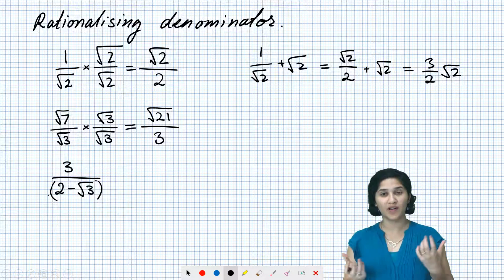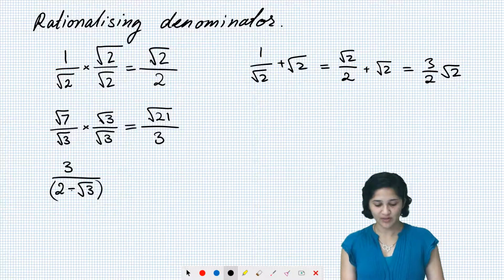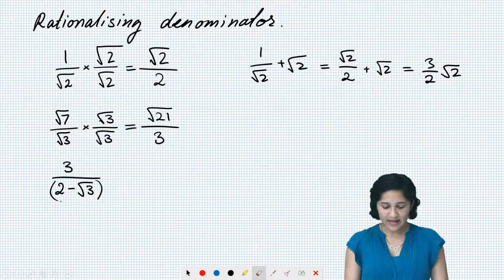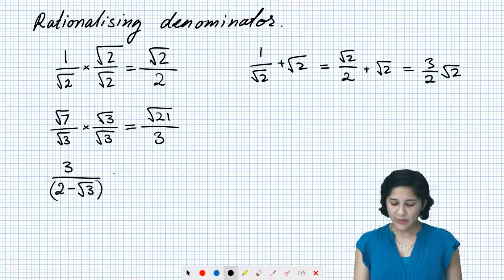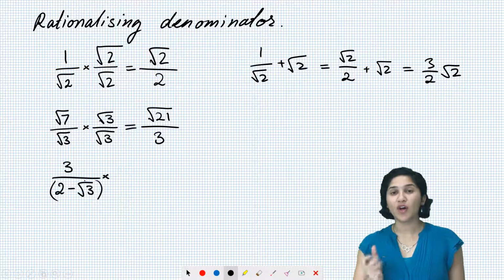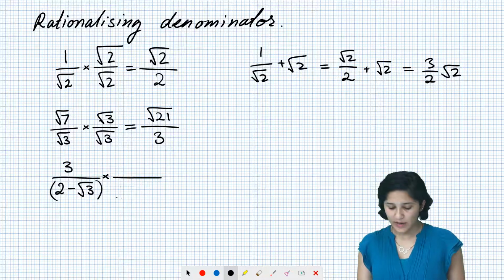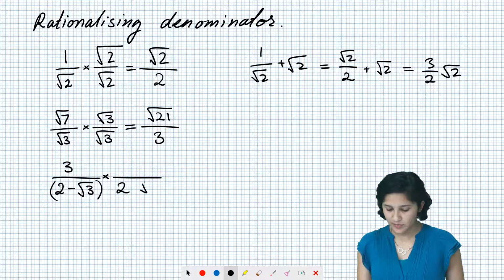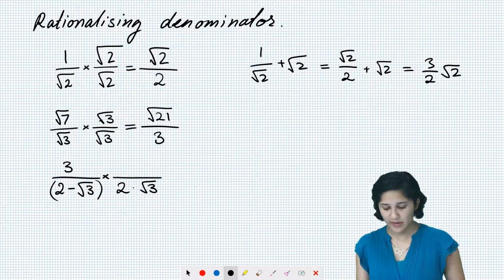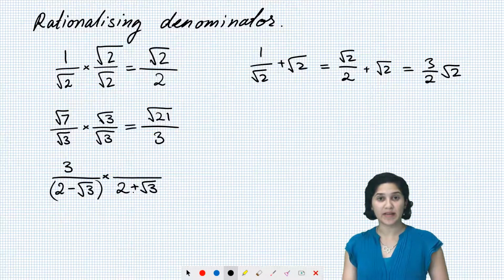Things get a little bit trickier when we have something at the bottom which is not a pure surd. It's a sum of two things, so 2 plus root 3, for example. What we do here is multiply not by just root 3, but by the conjugate of the denominator. What conjugate means is that we have the same two terms, but rather than having a minus between them, we have a plus. So if this was a plus, then this would have been a minus.